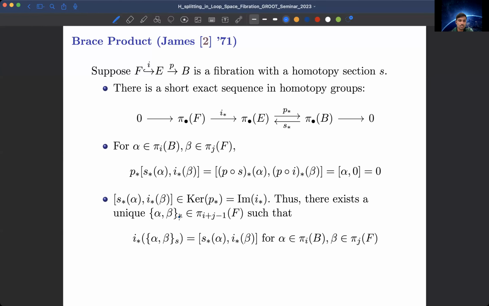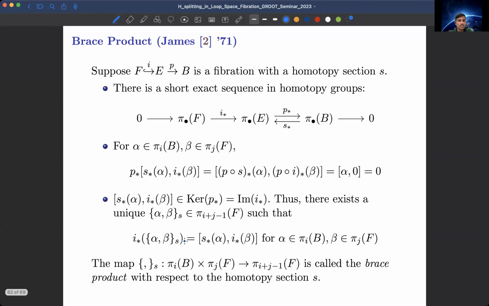section, this S refers to the homotopy section S, and that is an element of pi I plus j minus 1, because this is an element in pi I plus j minus 1 of E, and so that should come from again an element in pi I plus j minus 1 of F, such that the image of this element is exactly the Whitehead bracket of this thing, and we denote this element as the Base product for alpha and beta. So the Base product is a map from homotopy groups of the base space B times the homotopy groups of F to homotopy groups of F.